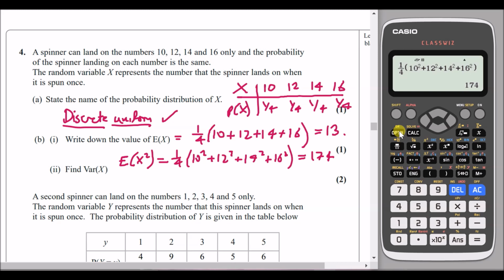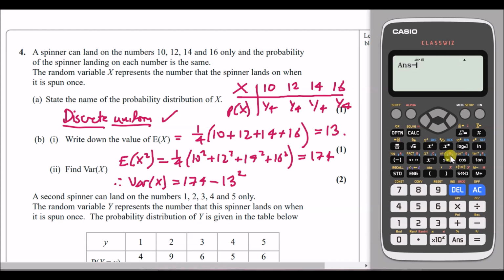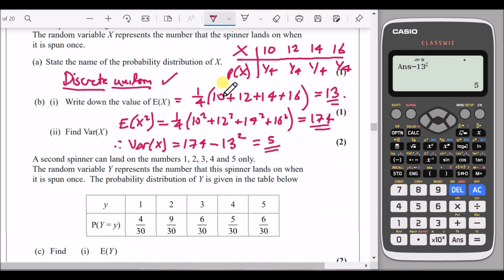Nice. Now therefore, the variance is literally the difference between E of X squared, so 174, minus your expected value of X squared, so your mean squared, so minus 13 squared. So in the calculator, it will be that answer take away 13 squared, which is 5. So that's it, that's your variance. Your variance is 5. Cool. Not bad for the first 2 parts.